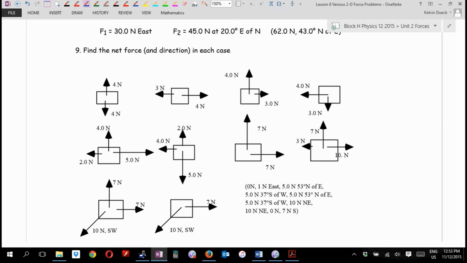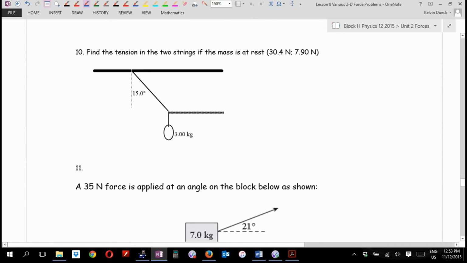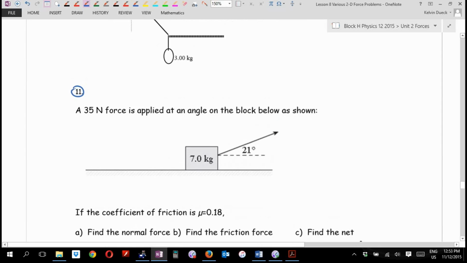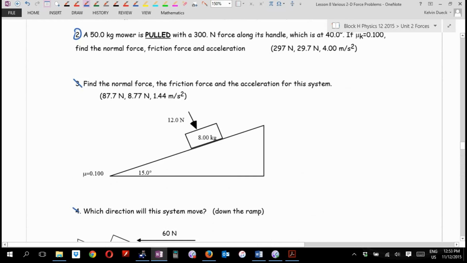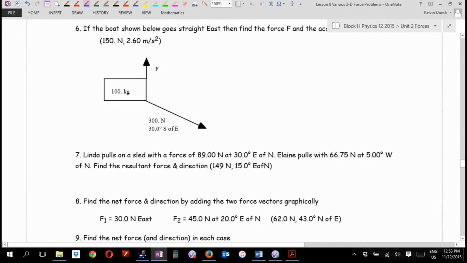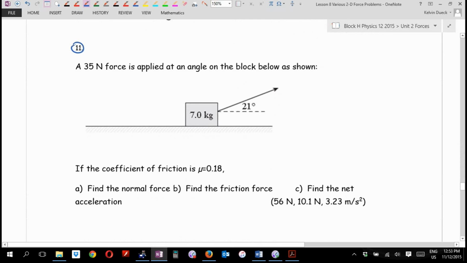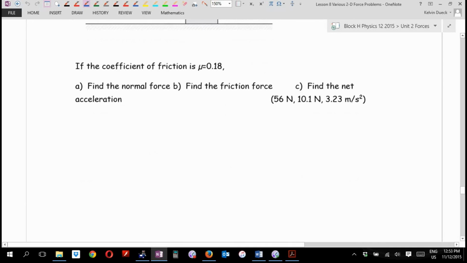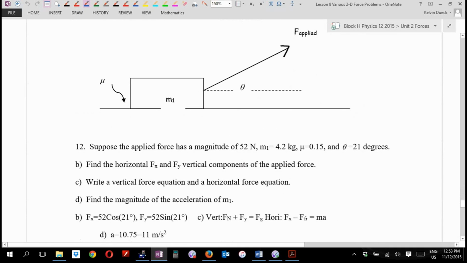11, 12, 13. I'll cut you some slack. So far, I've assigned 1 and 2 and 11. Here's a lawnmower question. Basically the same one as I gave you, except I've changed the force and I've changed the friction coefficient. And then here's a bunch of lawnmowers.